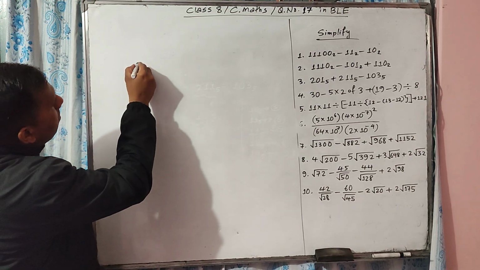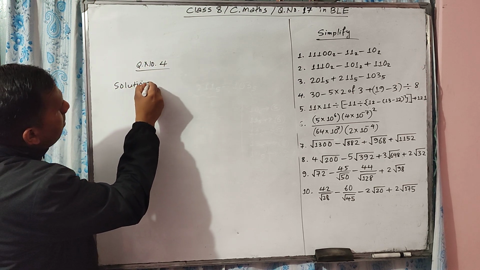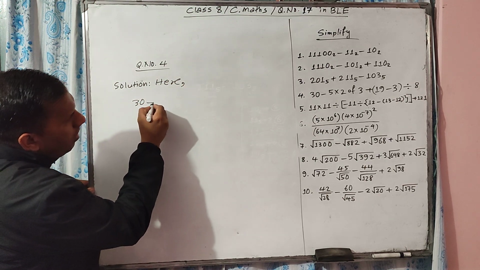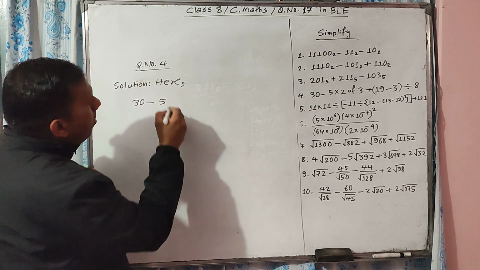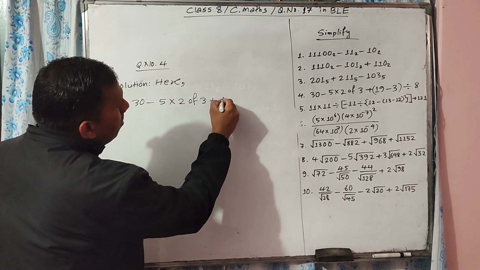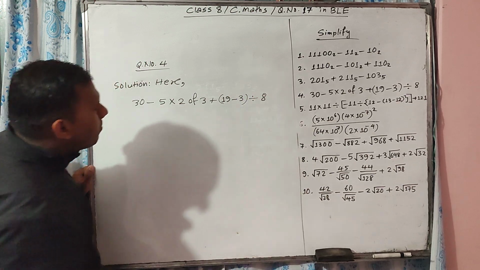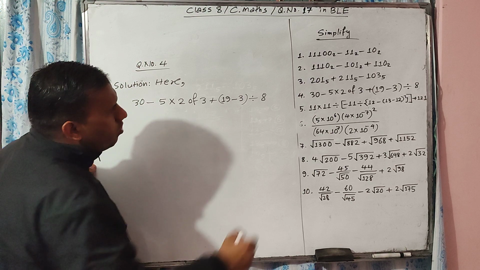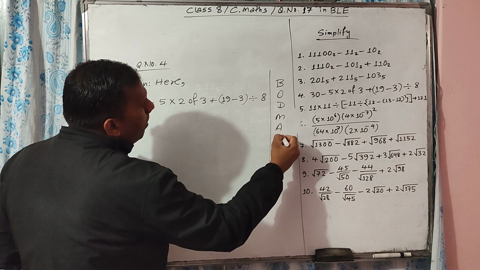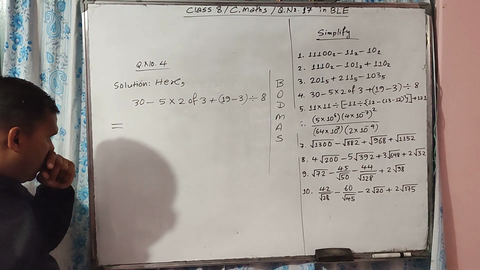Question number 4. Here: 30 − 5 × 2 of 3 + (19 − 3) ÷ 8 equals what? For this question we have to follow the rules of BODMAS: bracket, of, divide, multiply, addition and subtraction.